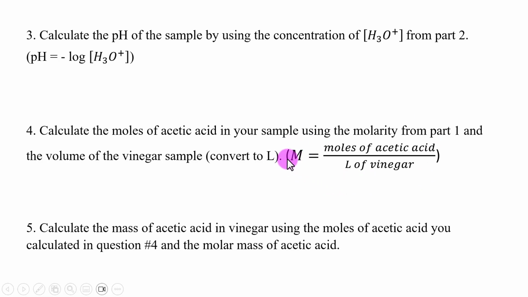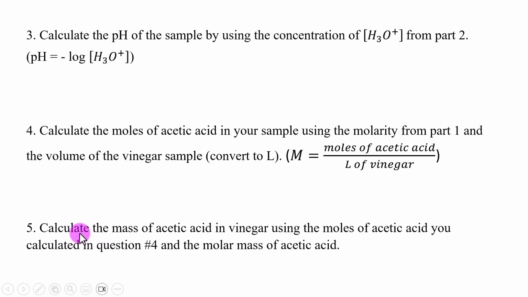So here's the formula for molarity. Molarity, which is the value from part 1, will go here, and that's equal to moles of acetic acid over the liters of vinegar. And then to find the moles of acetic acid, you multiply the molarity by the volume. You will have 3 values for the moles of acetic acid because you have 3 trials.